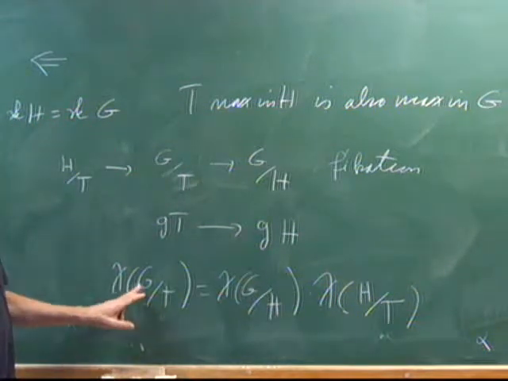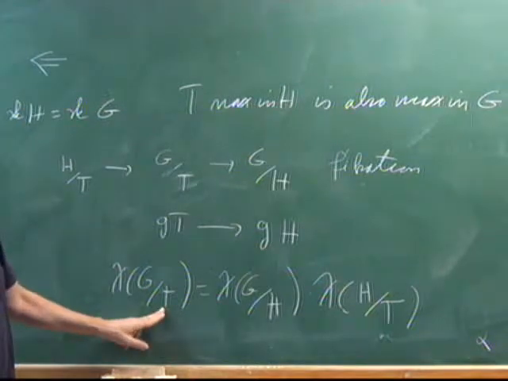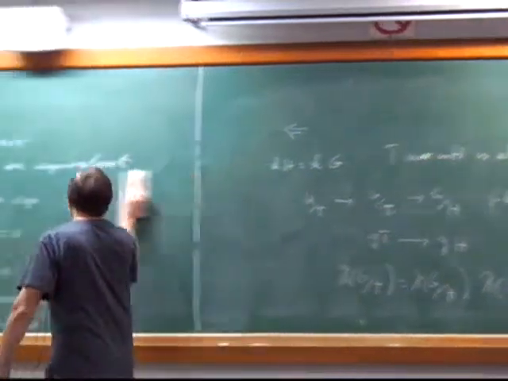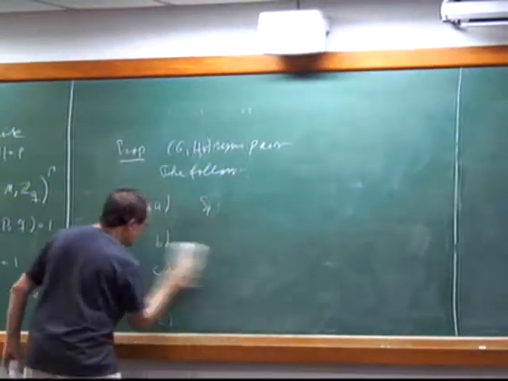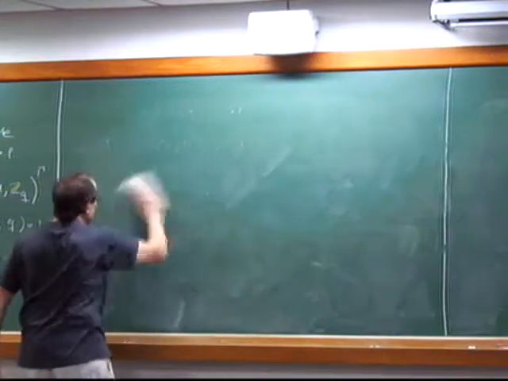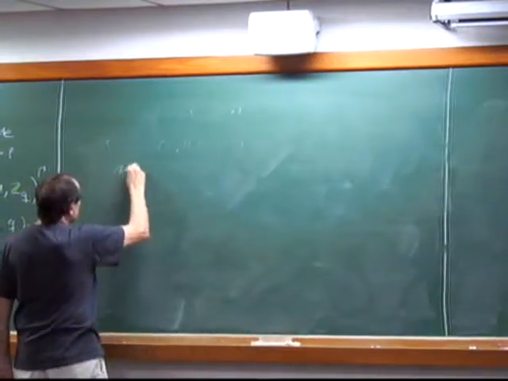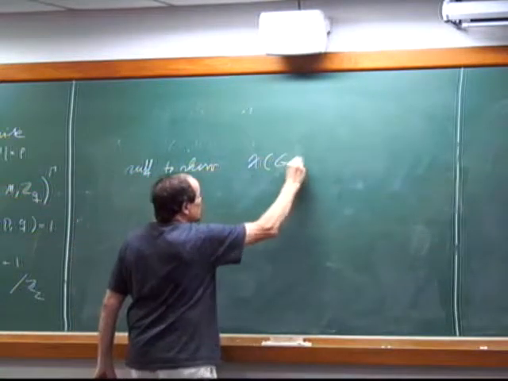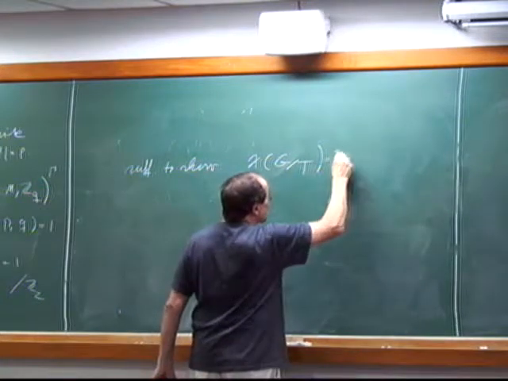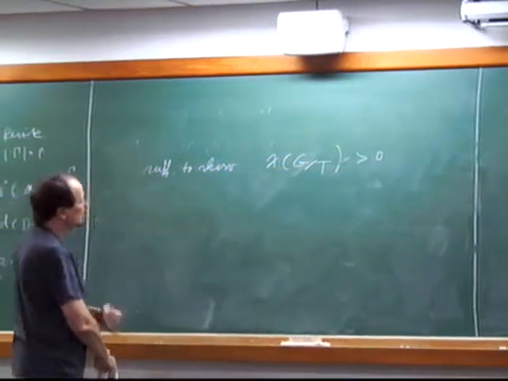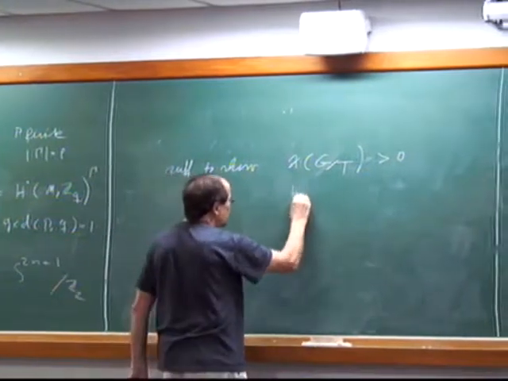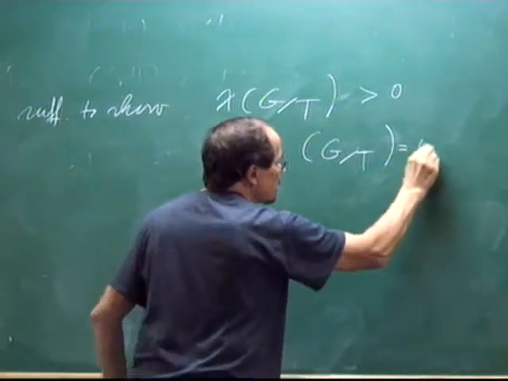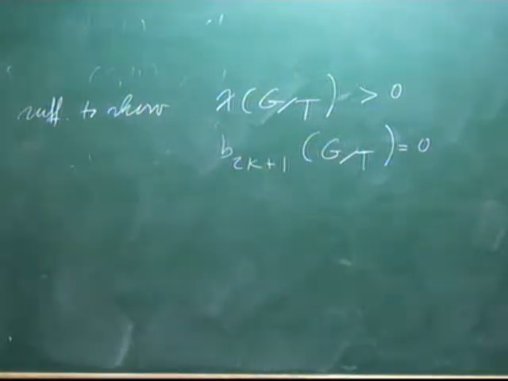So that means I've reduced the problem to showing that a compact Lie group G divided by its maximal torus has that property. In fact, I'm going to show more than that. I'm going to show that the odd Betti numbers of G mod T are equal to 0. So it implies the Euler characteristic is positive.